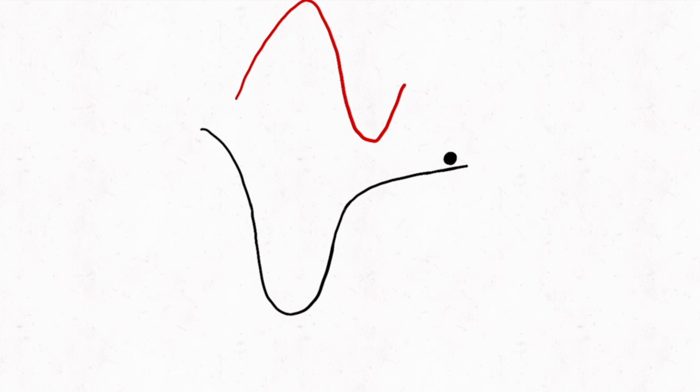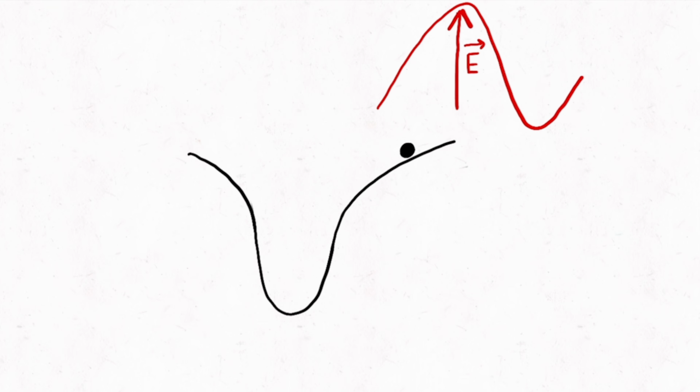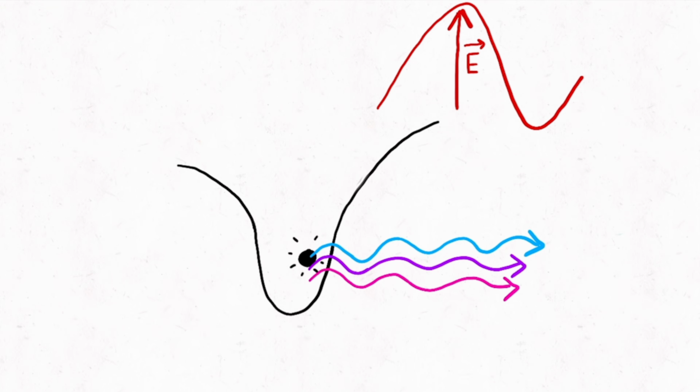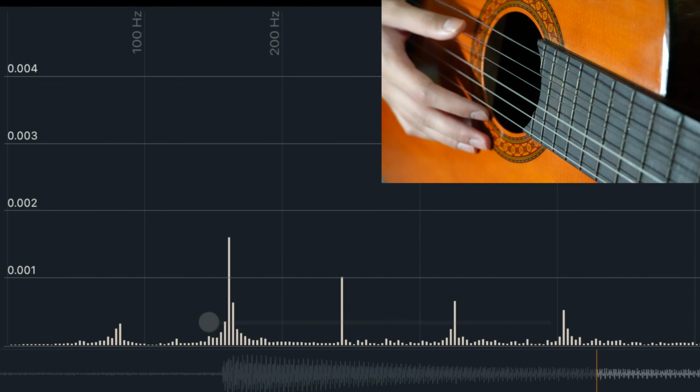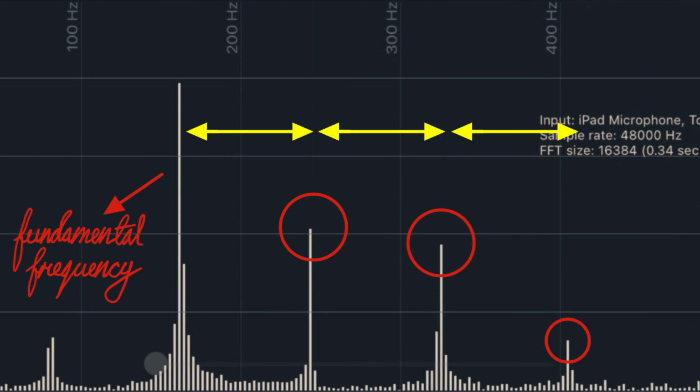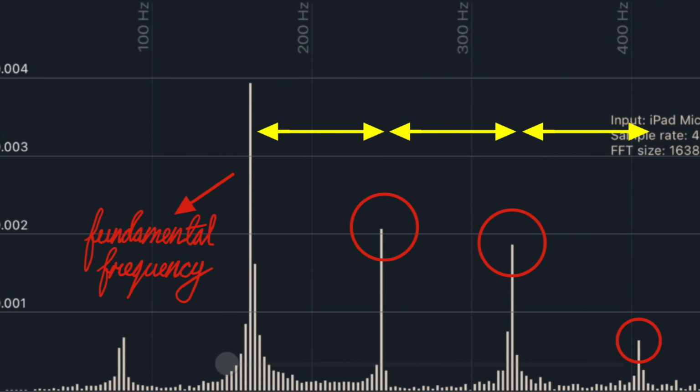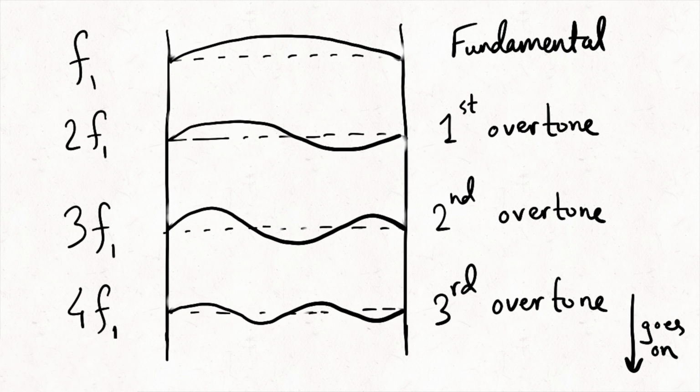Then, when the electric field reverses direction, the electron, now pictured as a particle, re-enters the atom, emitting that extra energy as high-frequency waves known as high harmonics. In order to visualize these high harmonics, pluck a low E on a guitar string. As you can see, there are peaks at frequencies twice, thrice, or quadruple the fundamental frequency. These are known as the overtones or higher order harmonics.